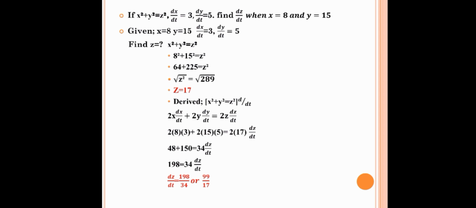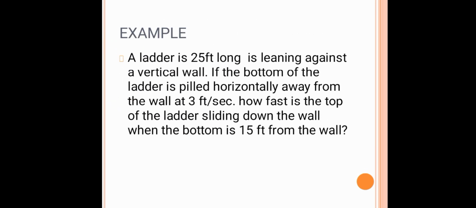Okay? So let us switch to a more realistic example on related rates problems. Example number 1. A ladder is 25 feet long and is leaning against a vertical wall. If the bottom of the ladder is pulled horizontally away from the wall at 3 feet per second, how fast is the top of the ladder sliding down the wall when the bottom is 15 feet from the wall?